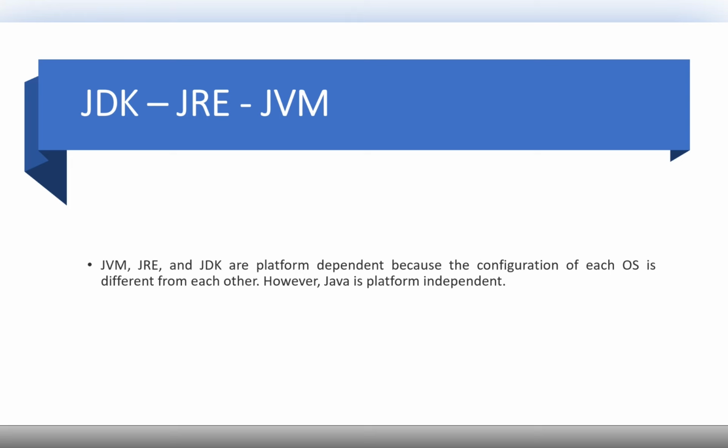Now if you see, this JDK, JRE and JVM are platform dependent. I'm not confusing you, because this JDK, JRE, JVM are platform dependent. Means JDK, JRE and JVM of Windows are separate. This JDK, JRE and JVM of Ubuntu is separate, and for the Mac they are separate. But the Java code you write is a platform independent one.